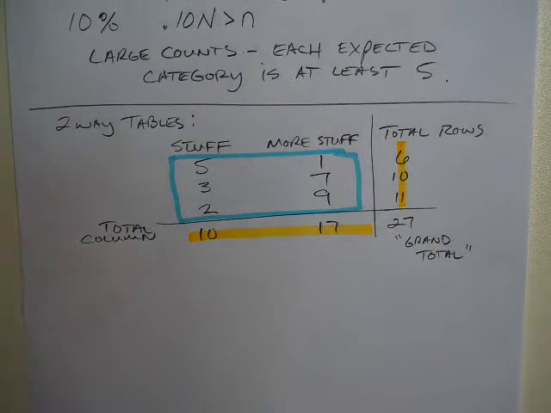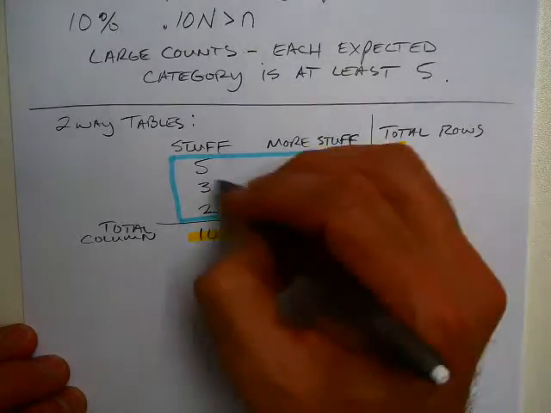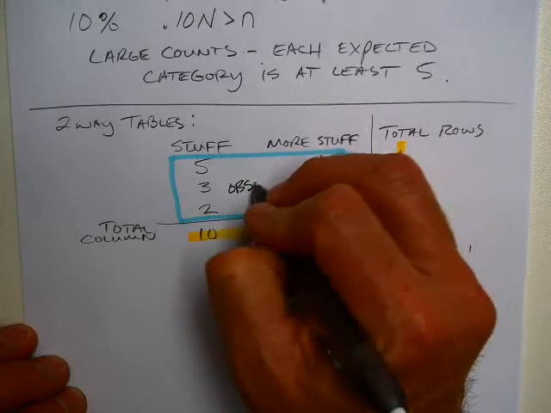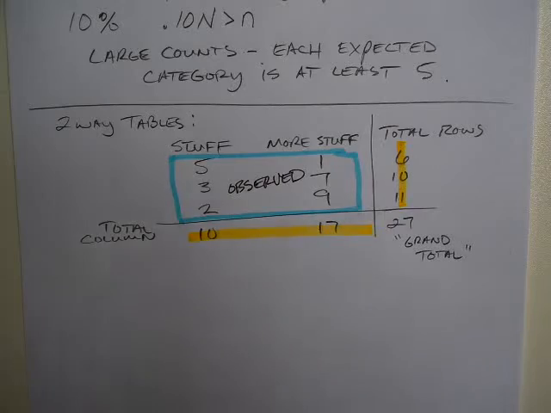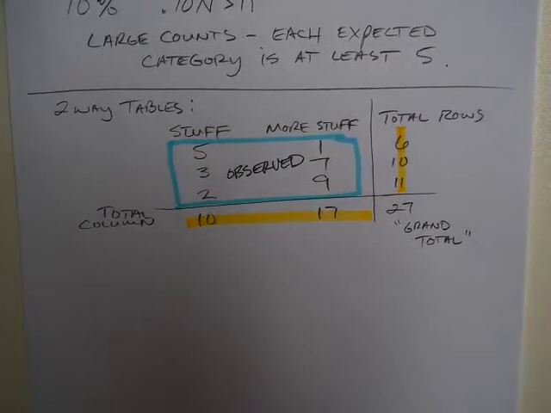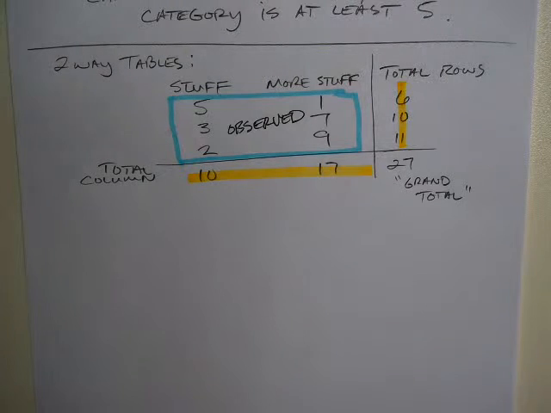These are the guys that we care about today. The total rows we're not going to use in chi-square, but they may turn up in your data. So these are our observed. They're the joint values. Okay. Yay. We can move forward.